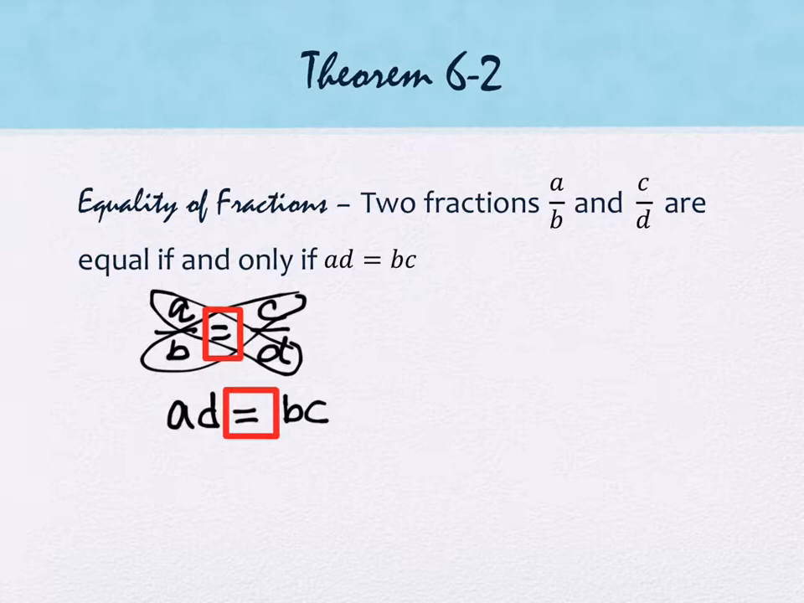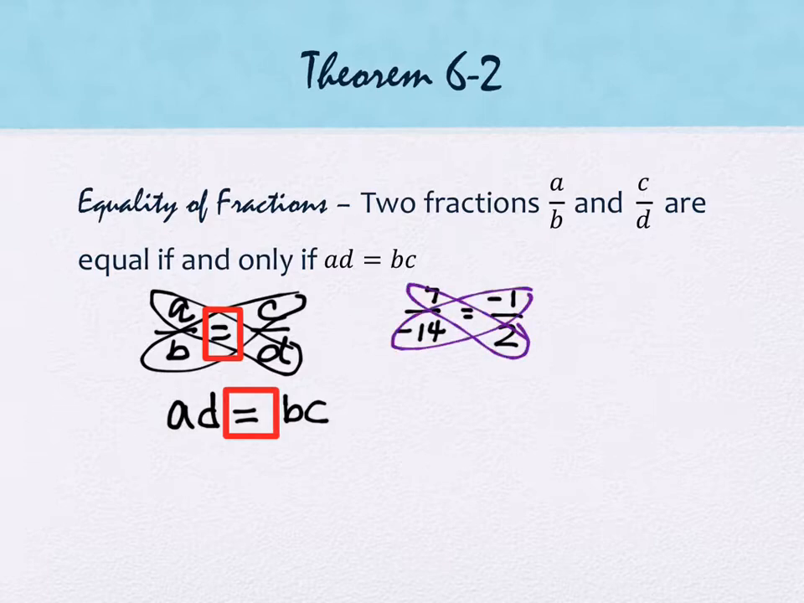Okay, so this is one of those if and only if statements. If the bottom's true, then the top has to be true. If the top is true, then the bottom has to be true. All right? So if you take a look at the example we just did before where we had 7 over negative 14, and you tried to say that for sure that you knew that this was equal to negative 1/2, then it has to be true, again, that if you cross multiply, you get the same value.